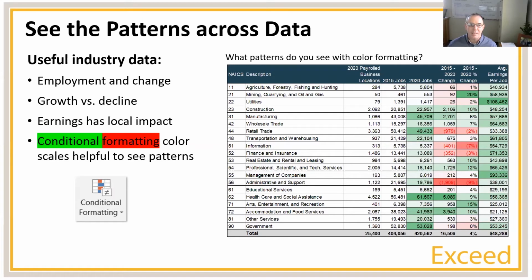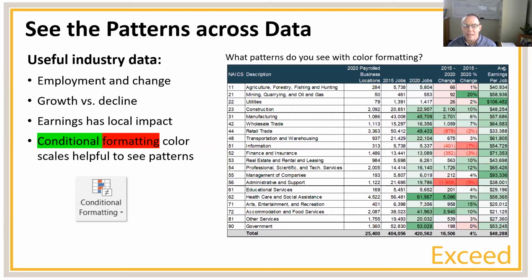Now, I also want to look at the growth and decline, those percentage changes that we looked at. I do care about earnings too, because earnings are important. Earnings are a large part of a local impact of an area. If you have an industry with 100 jobs earning 80,000 in earnings versus an industry with 100 jobs earning 40,000, there's going to be much bigger impact in that local economy on spending for those jobs that are in higher income paying industries. So I want to look at that as well.